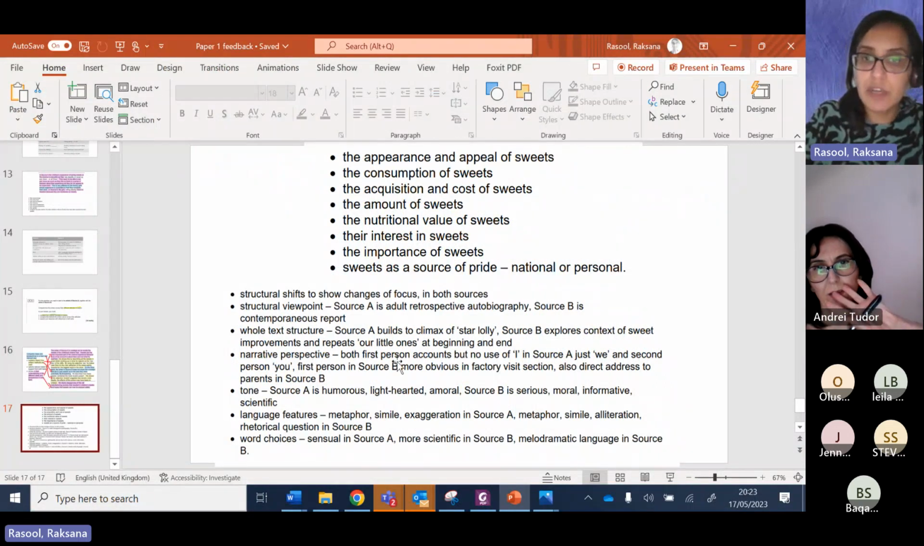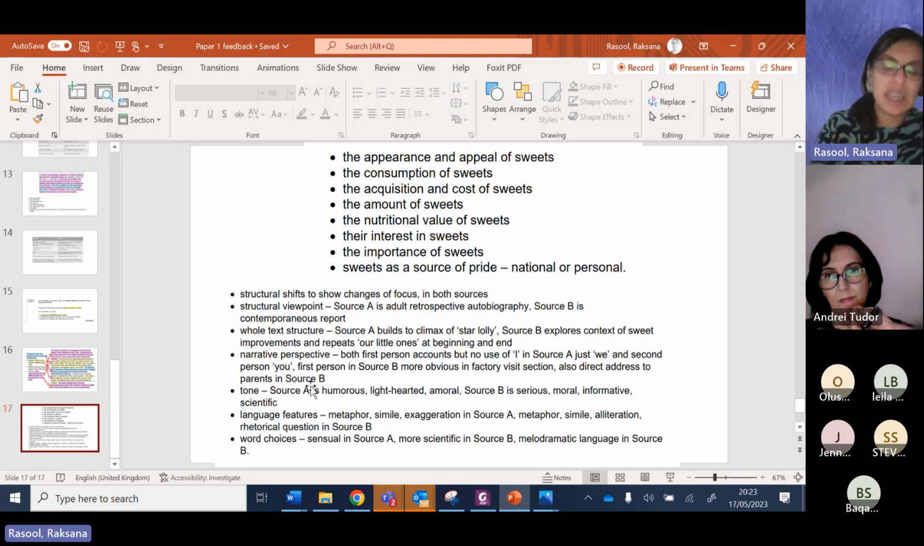The narrative perspective: both first person, but no I in source A, just we and you. But first person in source B is more obvious in the factory visit section. There's also him directly talking to the parents in source B. He says, parents, if you see this, be on the alert. Tone is completely different as well. So narrative perspective, structure, tone.